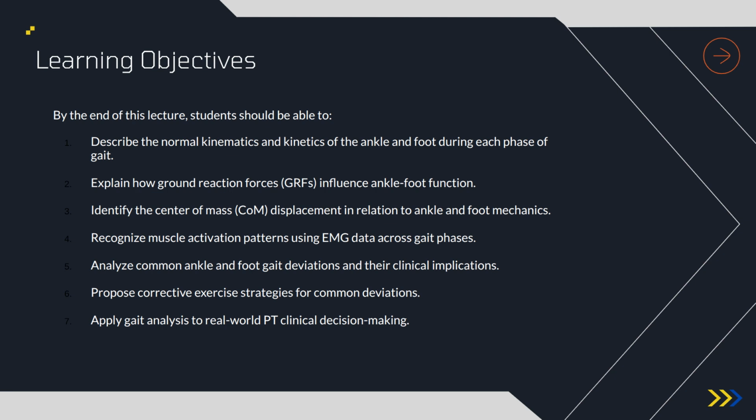Fourth, recognize muscle activation patterns using EMG, especially tibialis anterior, the gastrocsoleus complex, the peroneals, and intrinsic foot muscles. Fifth, analyze common ankle and foot gait deviations, why they happen, and why they matter clinically. And finally, apply this information to real-world PT decision-making, not just lab-based gait analysis.